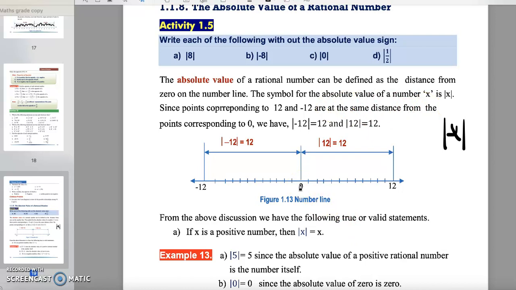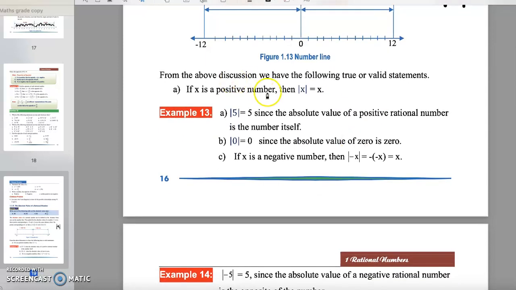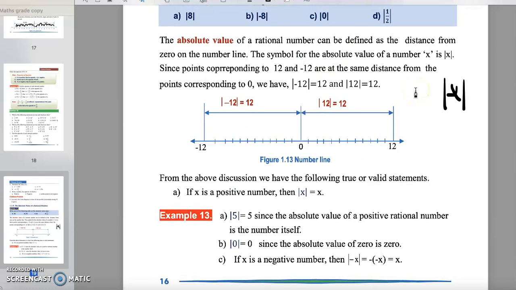So if they are in the same direction, absolute value of negative 12 is 12. So anything that goes inside absolute value becomes positive. So if x is a positive number, then absolute value of x is positive x itself. But what is the absolute value definition? Distance from 0 on the number line.